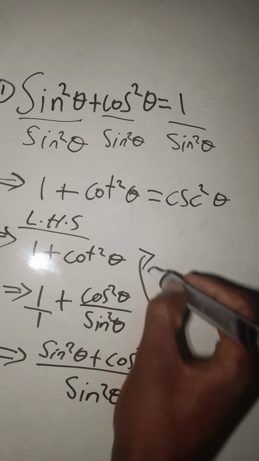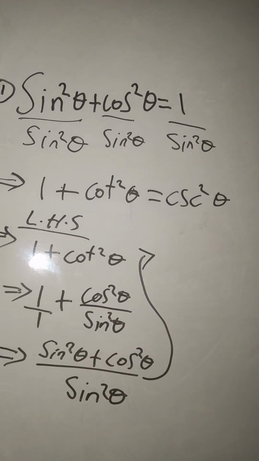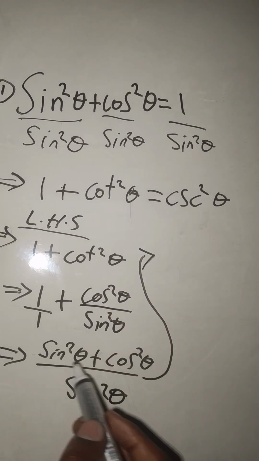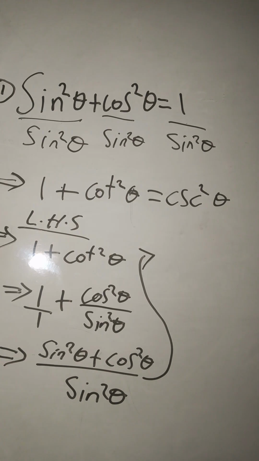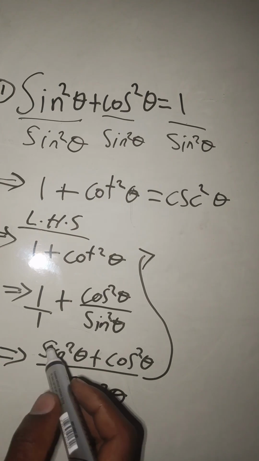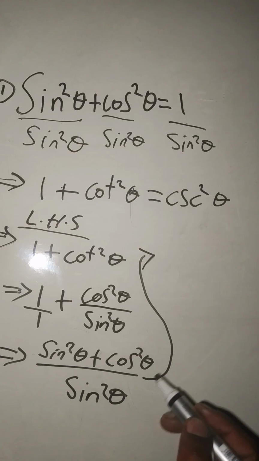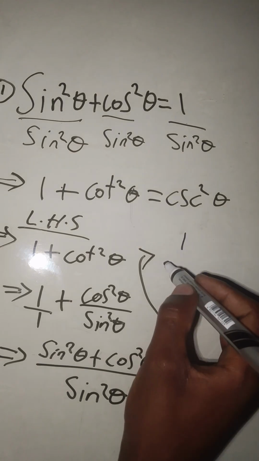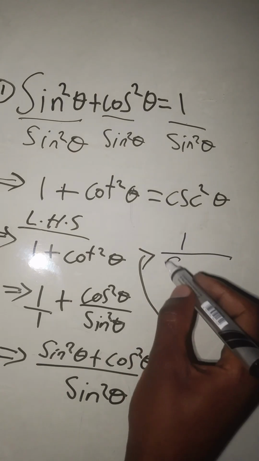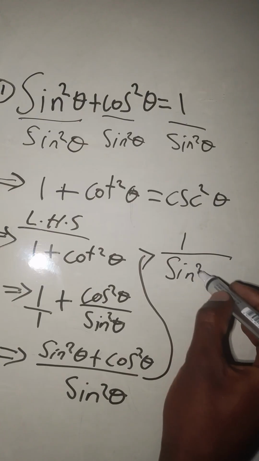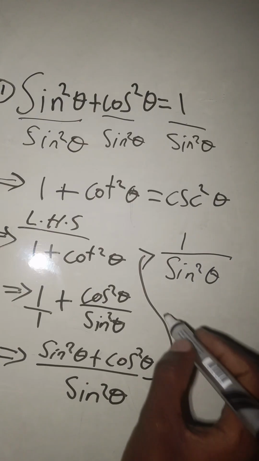Now, remember that this identity is equal to 1. Okay, so we're going to equate this part on top here to 1. So we're going to say 1 as our numerator divided by sine squared theta.